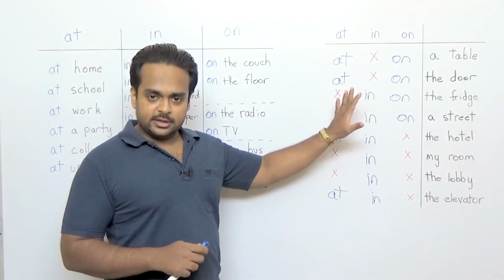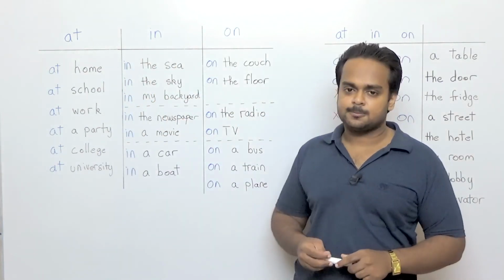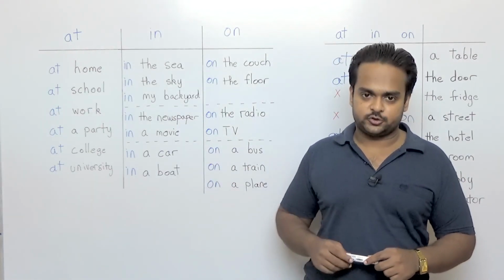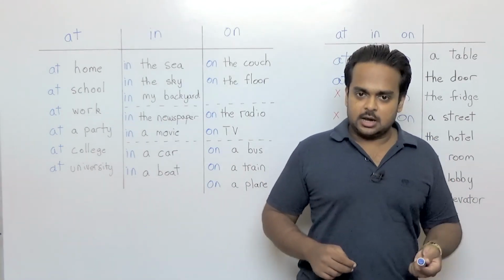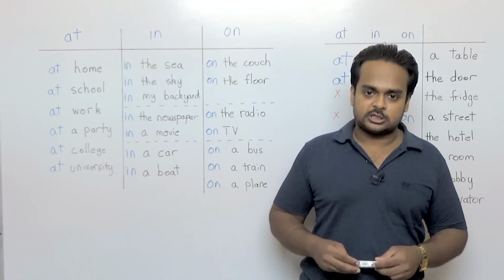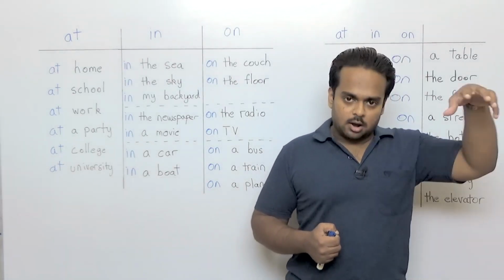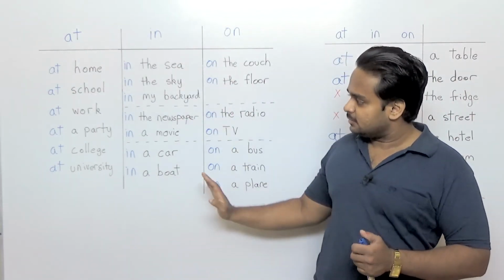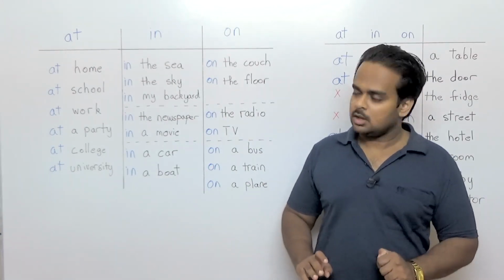Okay, now that you know this, let's now move on and look at some fixed expressions. We call these fixed expressions because these don't change. Now, in the examples that we just discussed, like with tables, for example, you can be sitting at a table or there can be things on a table and the meaning is different. But with these, the expressions never change and the meaning is always the same.